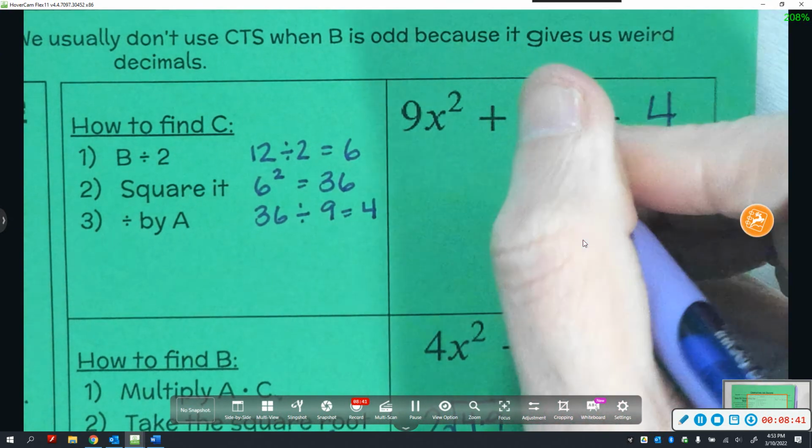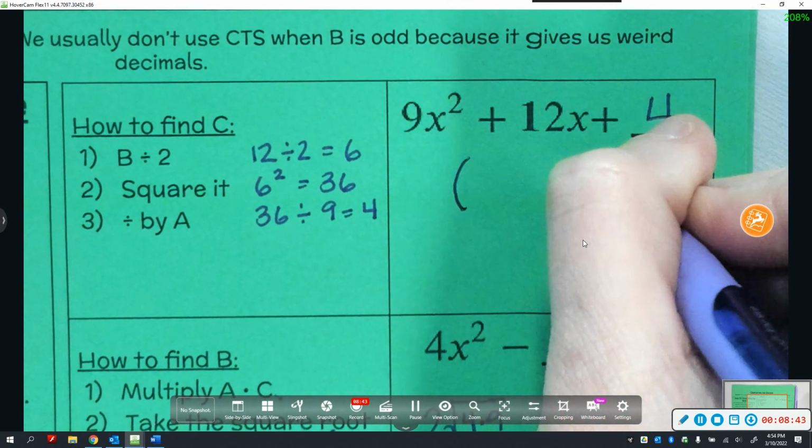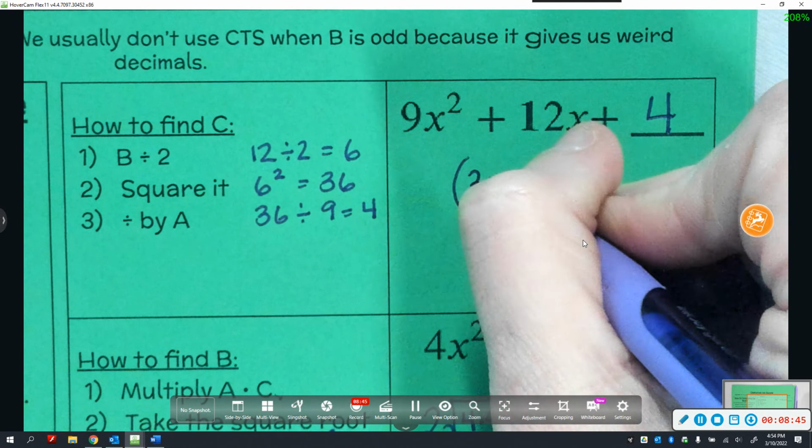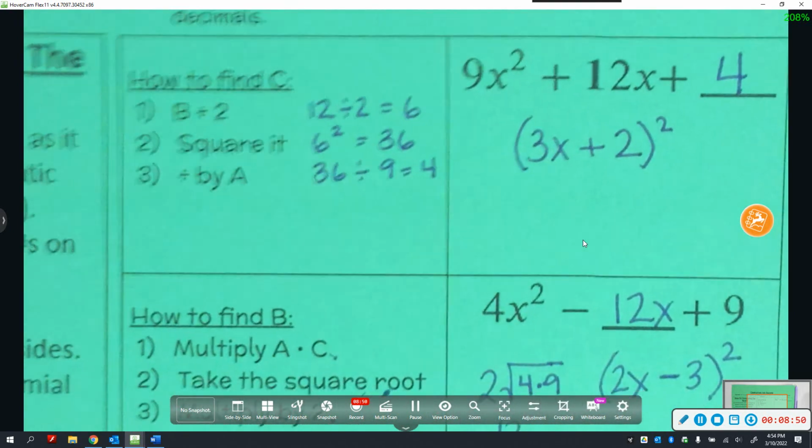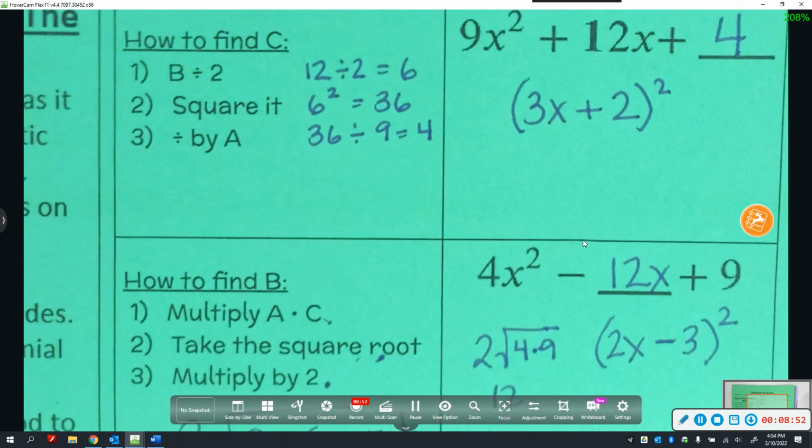Mathematically, I've just done it. So to write this as a binomial squared, I would put 3x plus 2. All right, so that's the why, that's the how. Let's do a couple of problems.